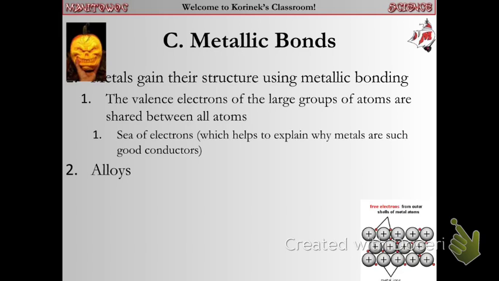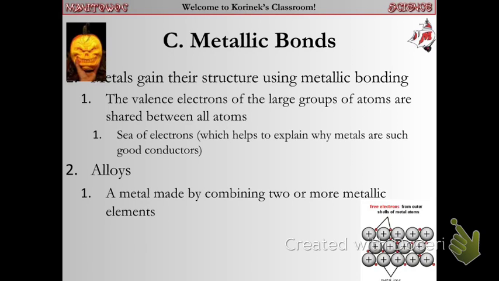We can actually form things that are not pure metals. We can use the properties of two different metals or two different substances, and combine those two things and make something really special called an alloy. An alloy is simply defined as a metal made by combining two or more metallic elements. And you are very familiar with a whole slew of different types of alloys.